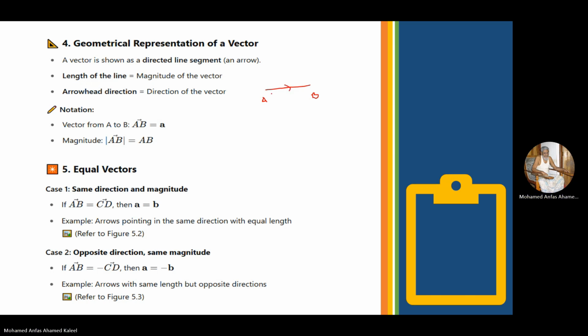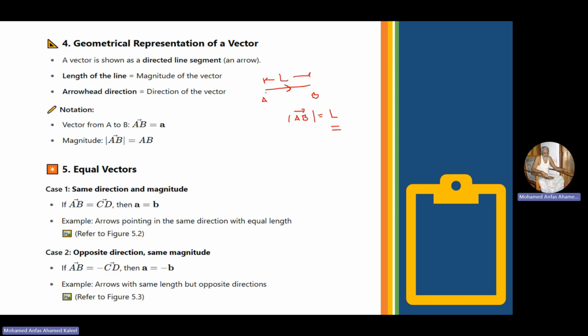The length of the line is the magnitude. We can say mod of AB means the length of the line. Let's say the length is L. The magnitude of the vector AB is L. The arrowhead shows the direction of the vector.